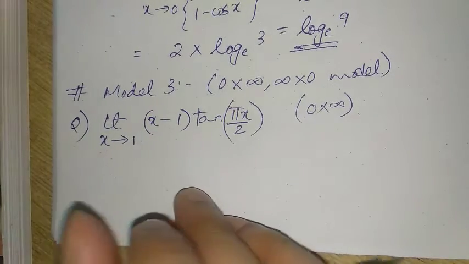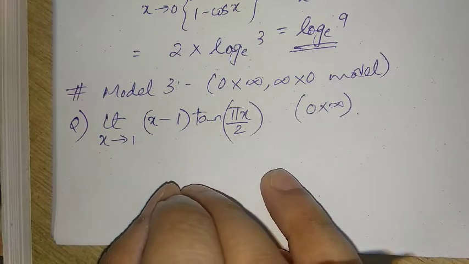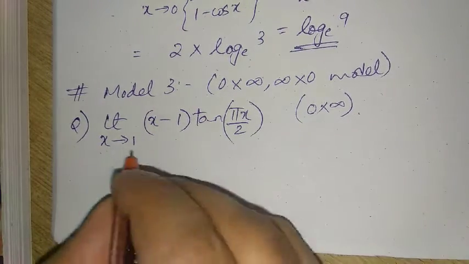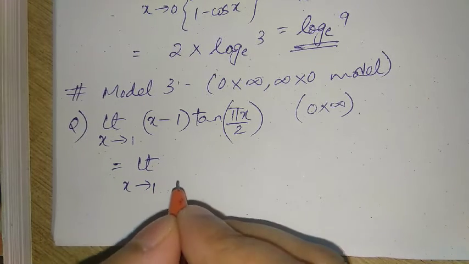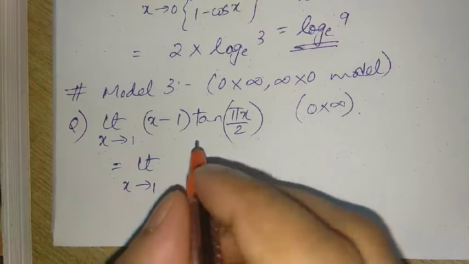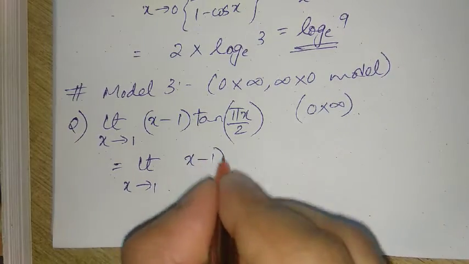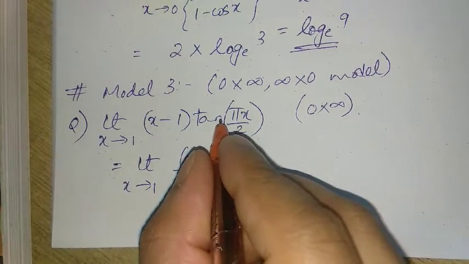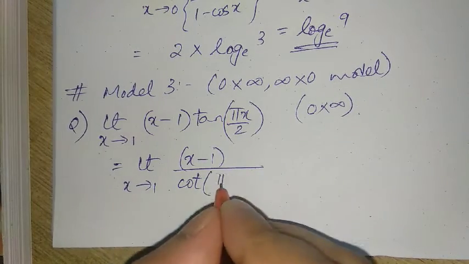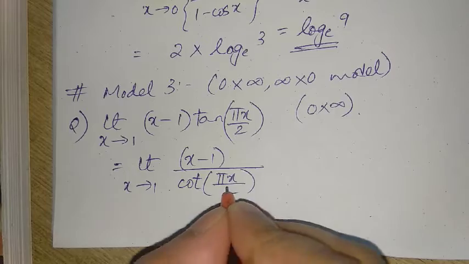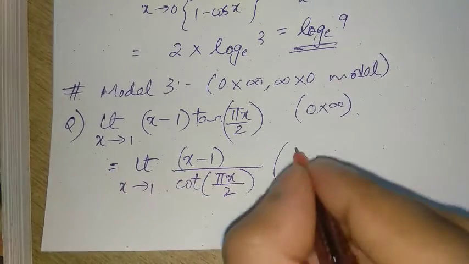So what we will do here is change it into 0 by 0 model. How to do that? We will keep x minus 1 in the numerator, but since tan is in the numerator, it can be written as cot in the denominator, cot pi x by 2. Okay, so now it is 0 by 0 form.